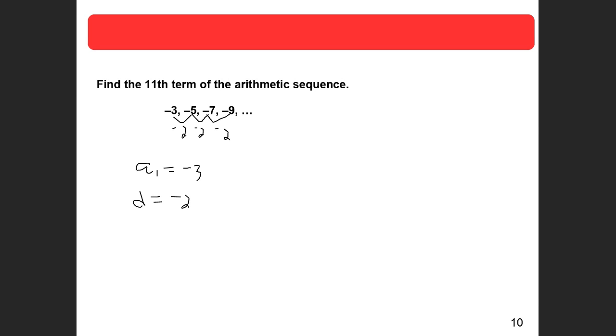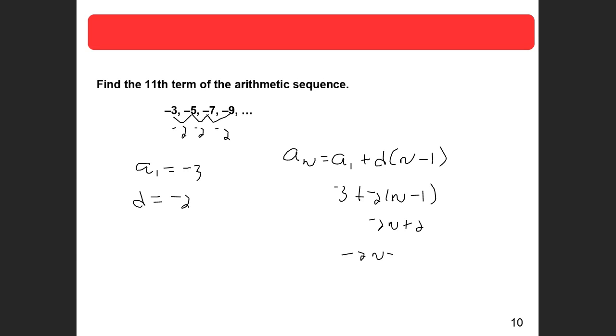So my formula, again, a sub n is equal to the first term plus d times n minus 1. So that gives me -3 plus -2 times n minus 1. So that's -2n plus 2. So that's -2n minus 1.